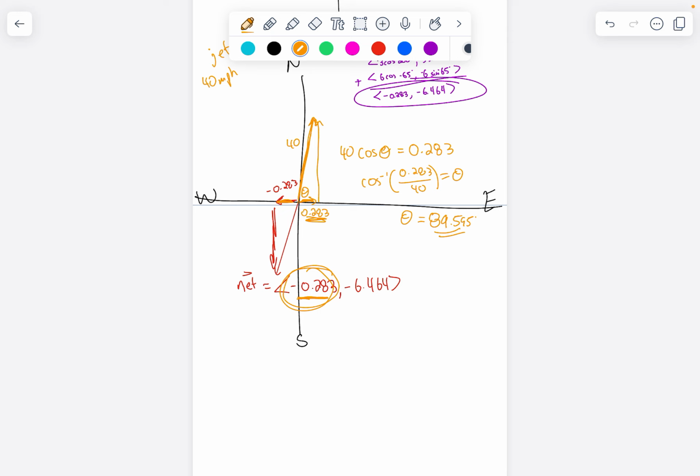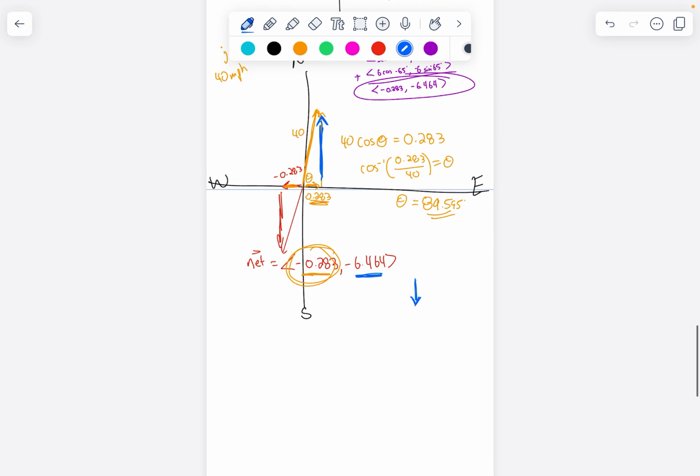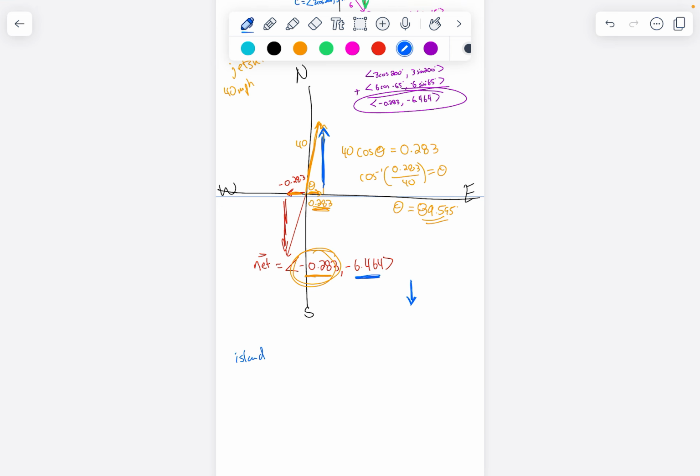But if we want to think about the net force, this backdraft down is going to be doing a good amount to counteract our force north up. So if there's a problem that said, oh, there's an island 10 miles away, how long will it take? We want our net speed in the direction straight north. Let's say the island's up here, straight north. So we take this, and we want to combine it with this.